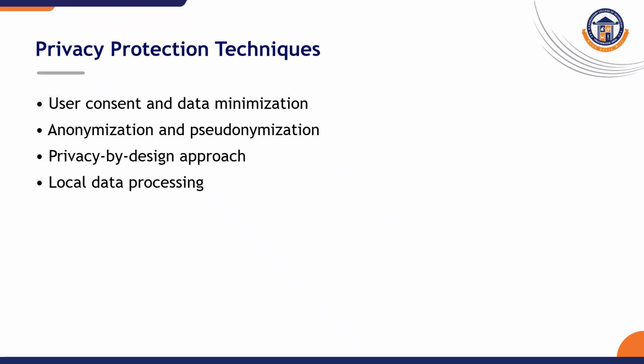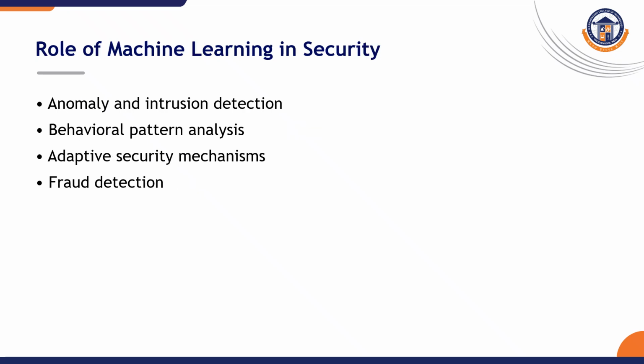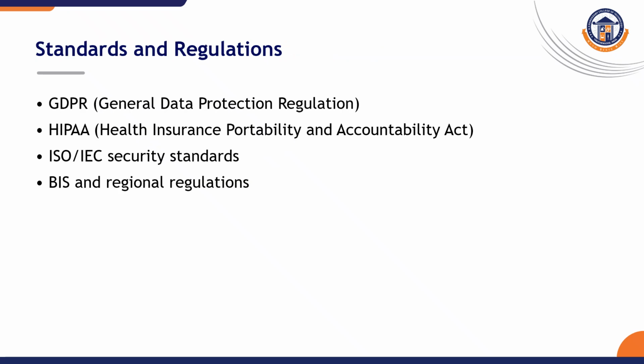The privacy protection techniques are consent and data minimization, anonymization and pseudonymization, the privacy-by-design approach, and local data processing. These are some of the privacy protection techniques used in wearables. The role of machine learning in security is evolving nowadays. Intrusion detection, behavioral and pattern analysis, adaptive security mechanisms, and fraud detection are some of the machine learning roles in wearable devices.